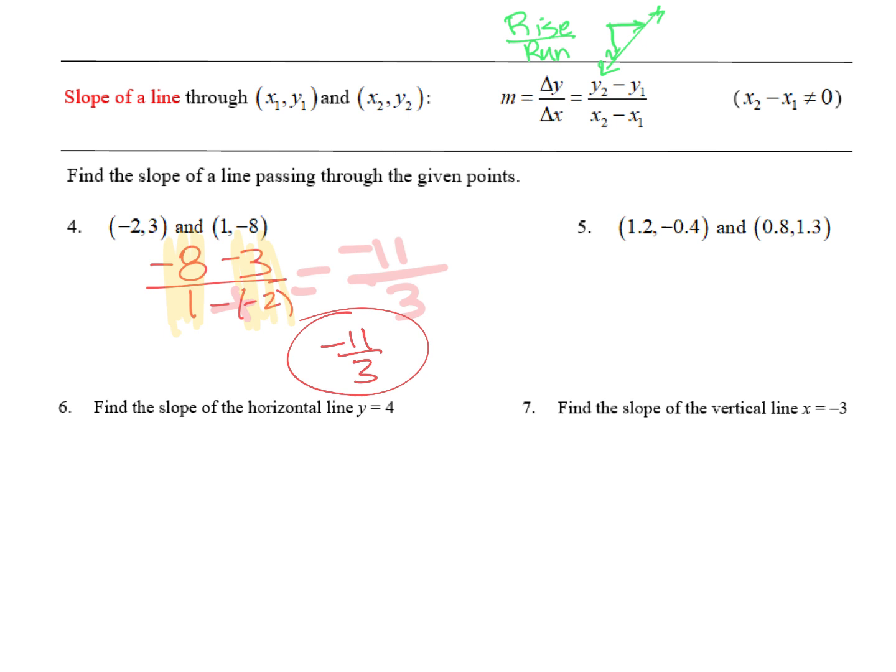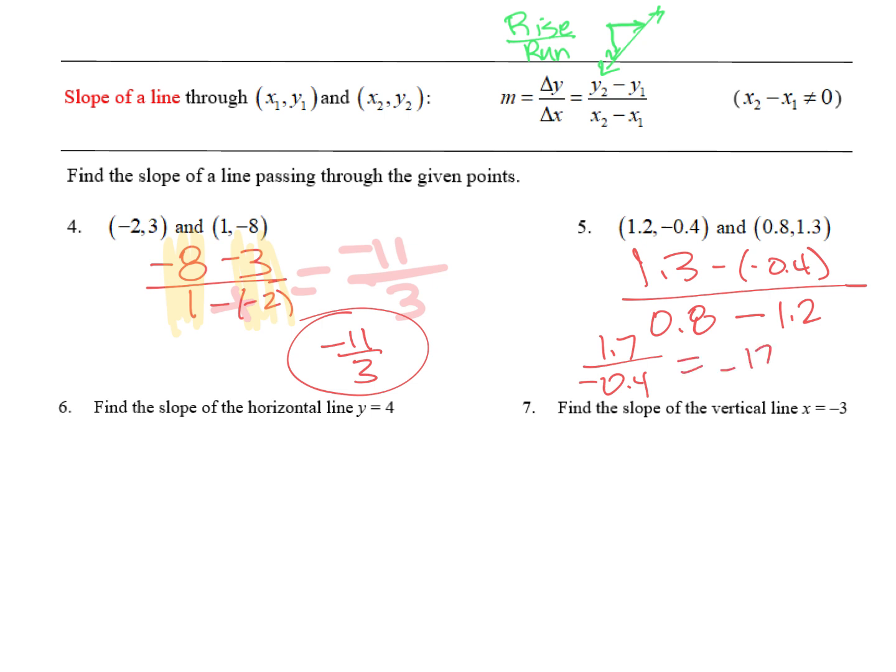So this example number 5, when we subtract the y's, we get 1.3 minus negative 0.4 over 0.8 minus 1.2. So 1.3 minus a negative is a plus, so that leaves me with 1.7 divided by 0.8 minus 1.2, which is a negative 0.4, and when you divide that, you get negative 17 over 4, or you could say negative 4.25.